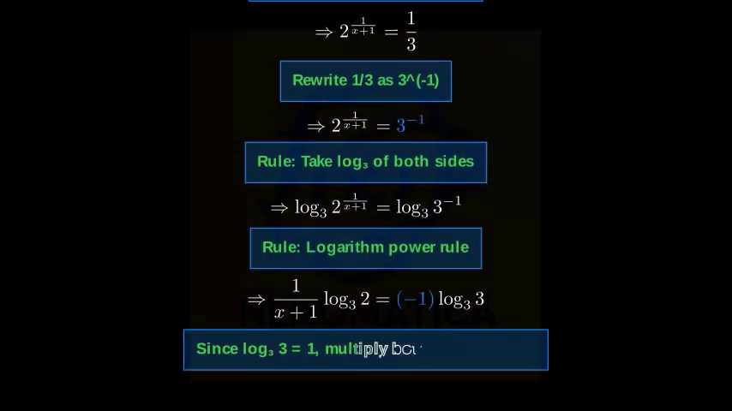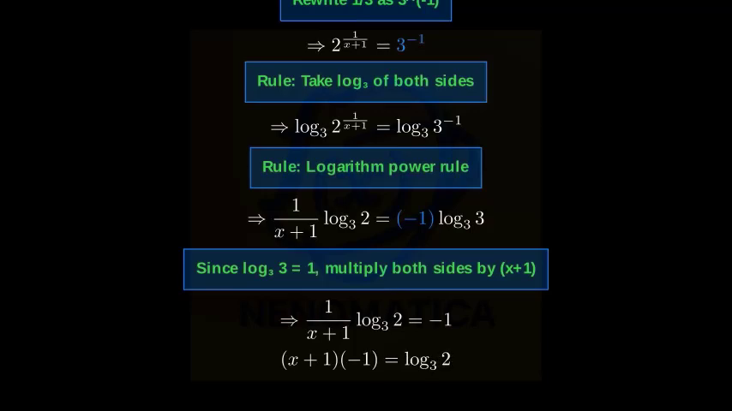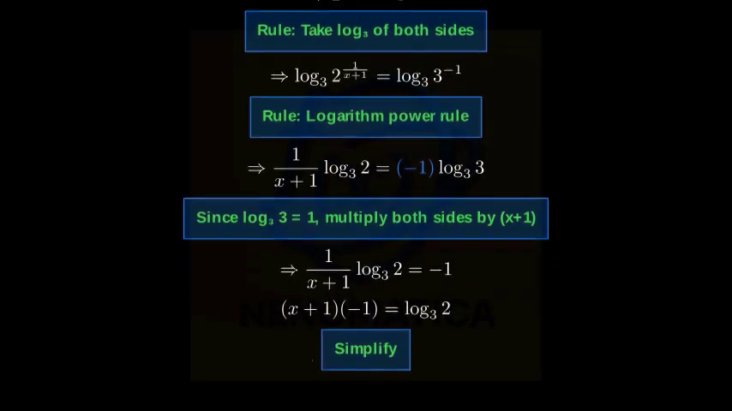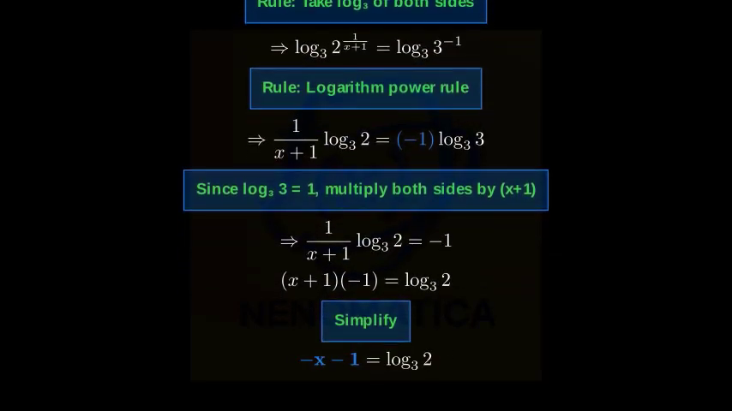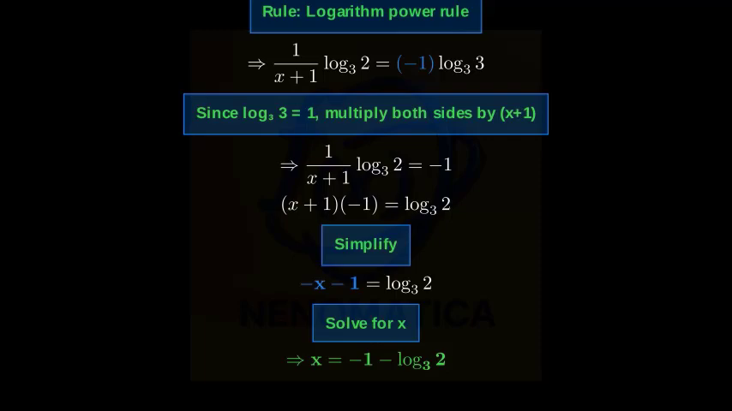Since the logarithm base 3 of 3 equals 1, we can multiply both sides by x plus 1 to get x plus 1 times -1 equals the logarithm base 3 of 2. Simplifying, we get -x minus 1 equals the logarithm base 3 of 2. Solving for x, we get x equals -1 minus the logarithm base 3 of 2.